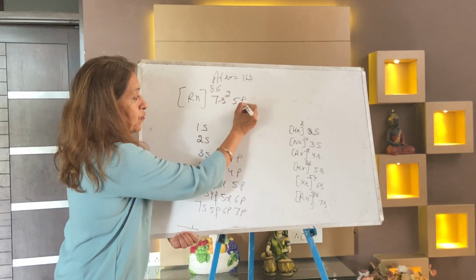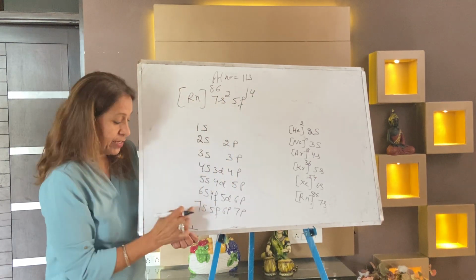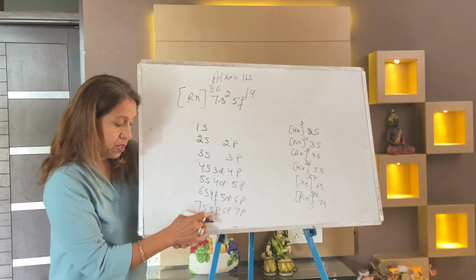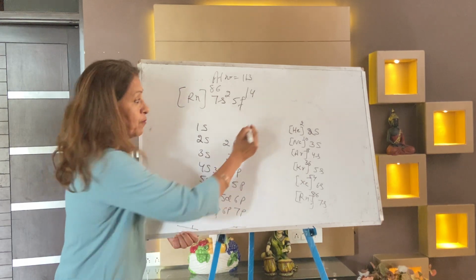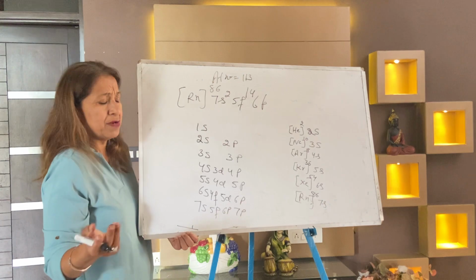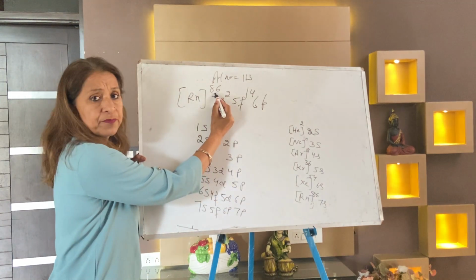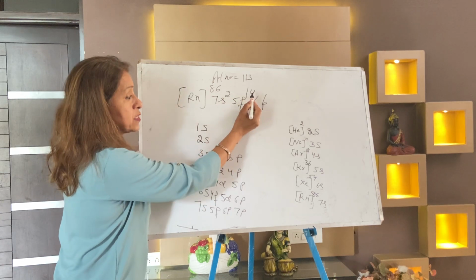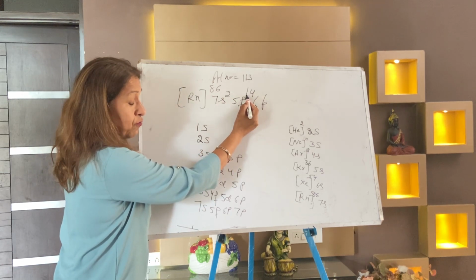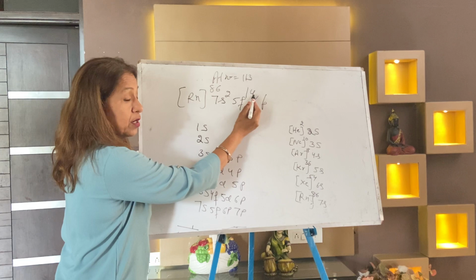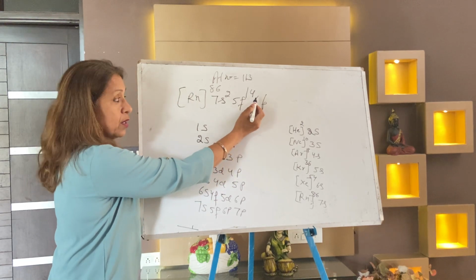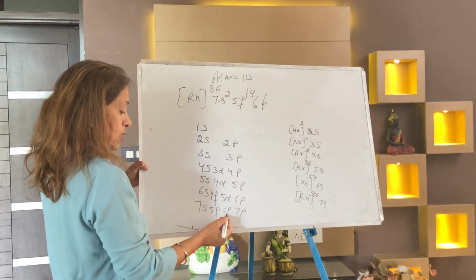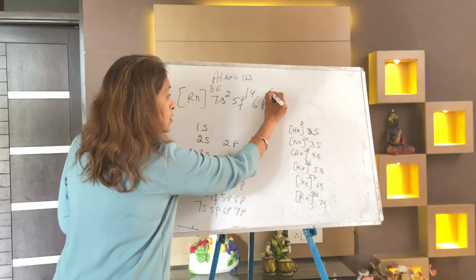7s2, 5f14. After 5f there is a 6p. Let us count. It is 86. 86 plus 2, 88. 88 plus that 14 is your 102. Now it is your 6p.